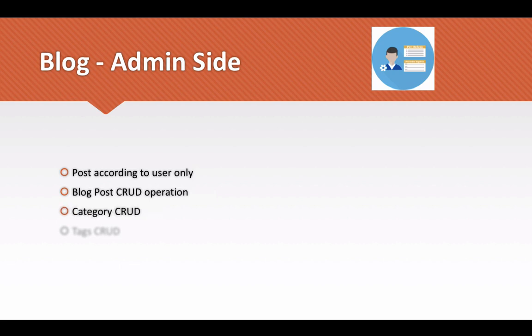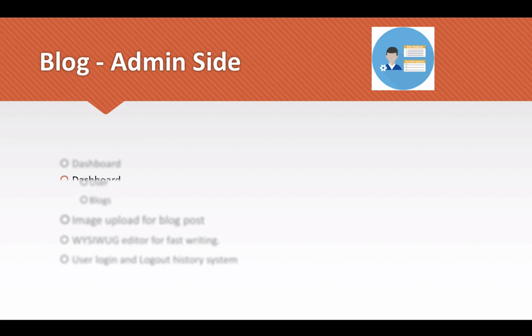We will also have the category and the tag CRUD system so that the user can create tags or categories for himself. After that, we will have a dashboard. In the dashboard, we will show how many users we have and how many blogs are created by particular users. So let's say I have an admin panel for my blog and I have 4 persons for my blog, that means 4 users, and for every user, I will show that this number of blogs is posted or created by this person, like that.